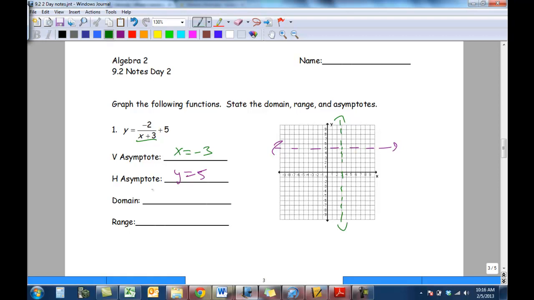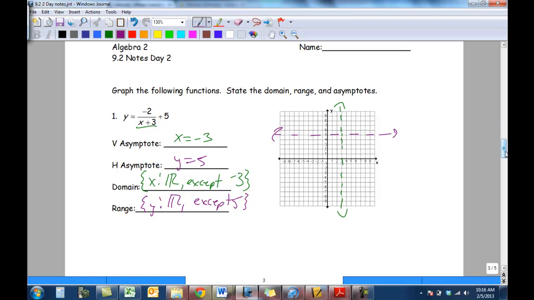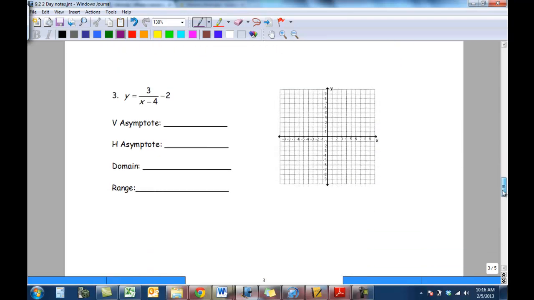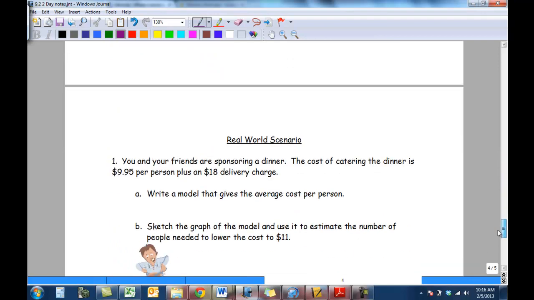The domain in this case is going to be x is all real numbers except it can't be -3 because there's an asymptote there. And the range is y is all real numbers except 5 because there's an asymptote there. But everything else gets used. The calculator does all the work for you. So for full credit on these notes, make sure you do 1, 2, 3, and 4 by using your calculator.